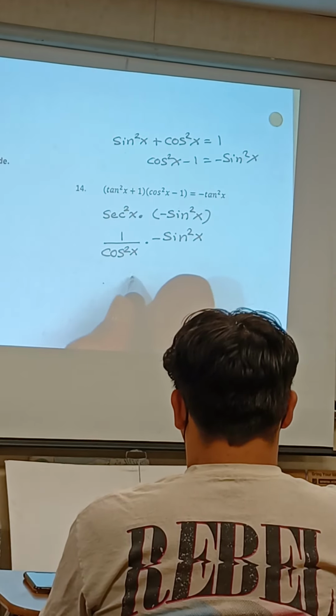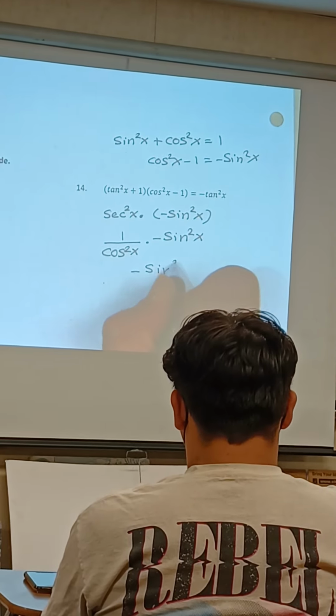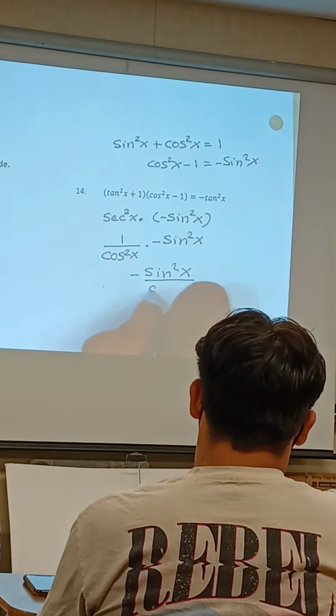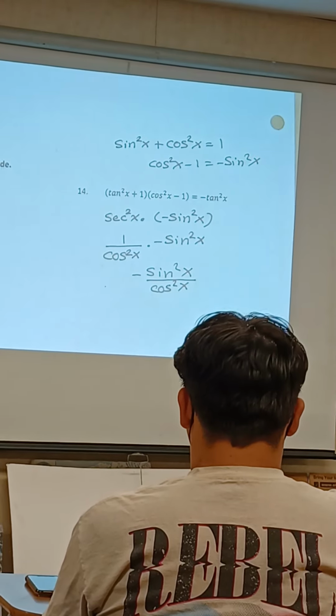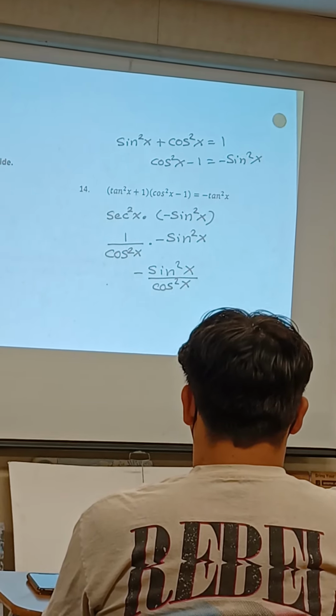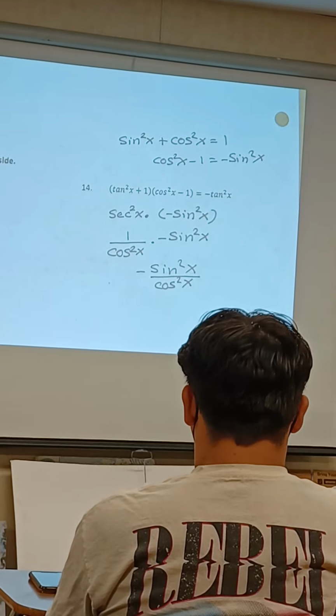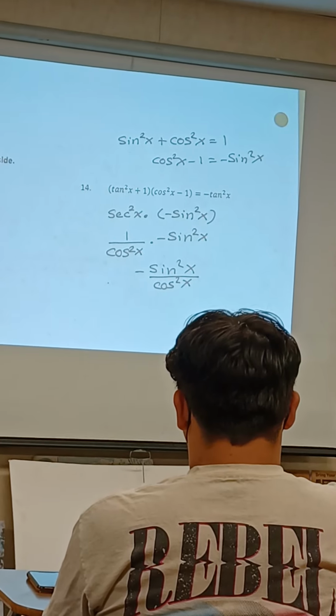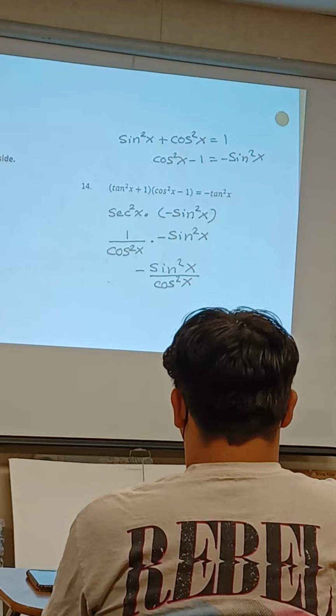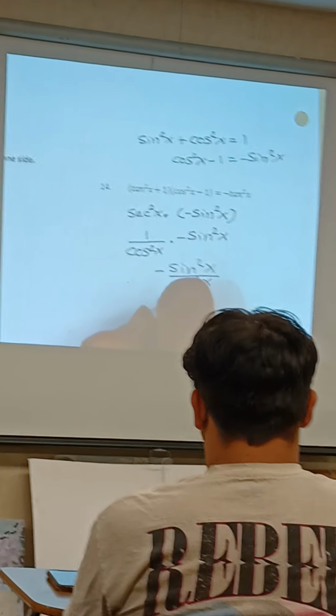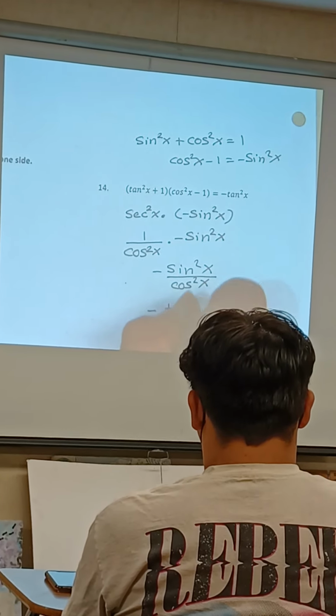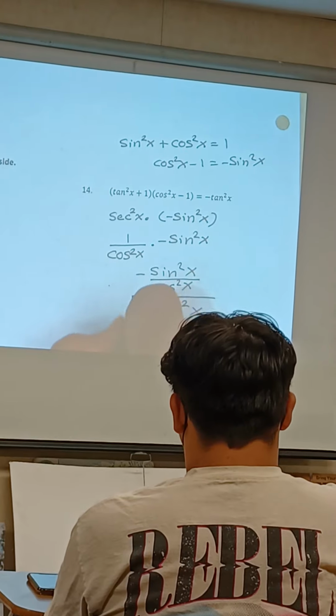Alright, so you get negative sine square over cosine square, right? And now we're done because what's sine over cosine? Tangent. So if you have sine square over cosine square, that's tangent square. And now you're done.